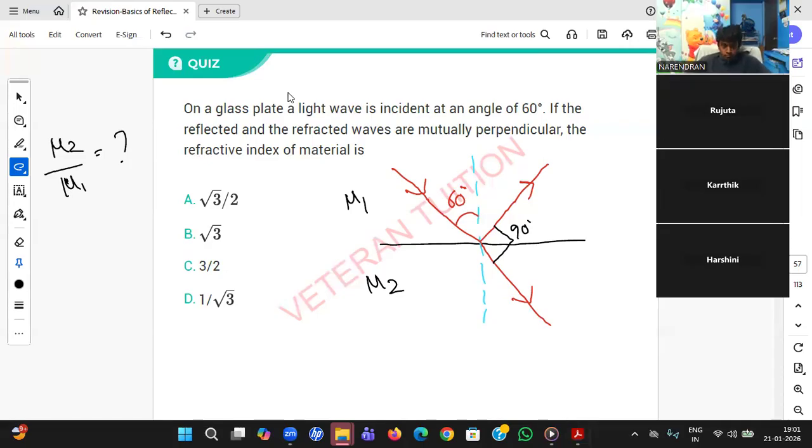Let me check with others. Harshini gave, yes, right answer. Rudita, Harshini, Narendran, Mega, no student.